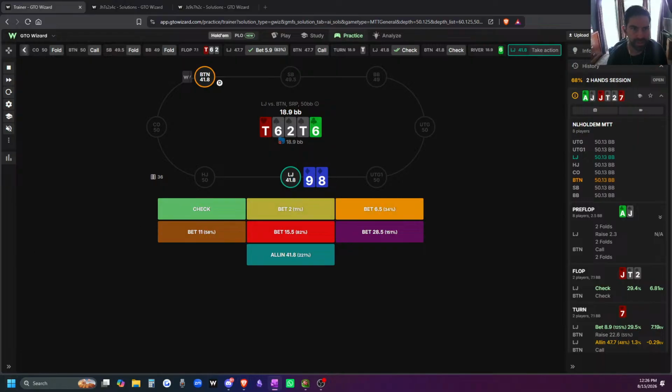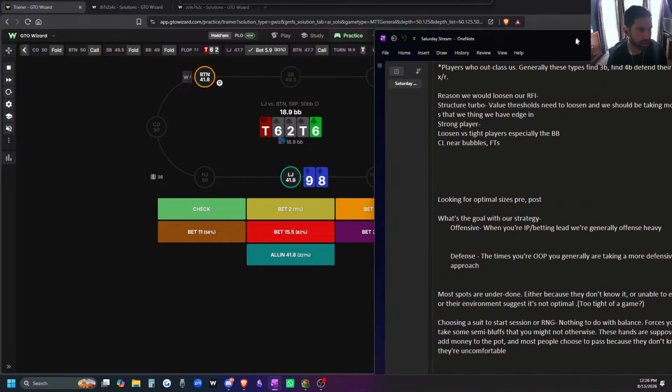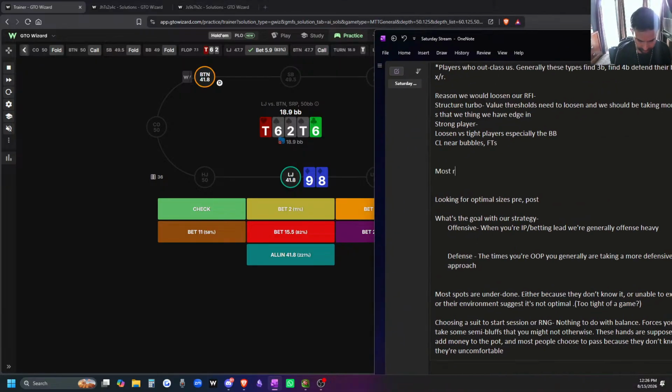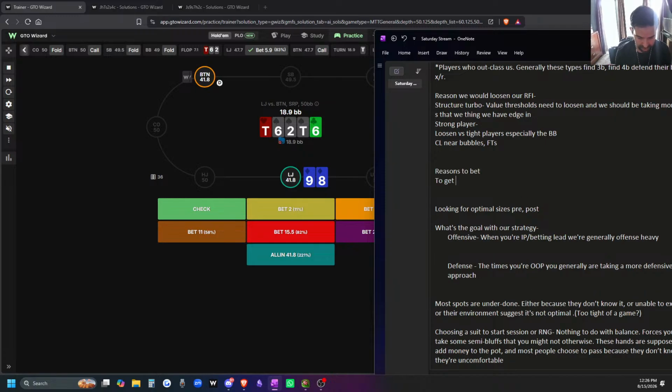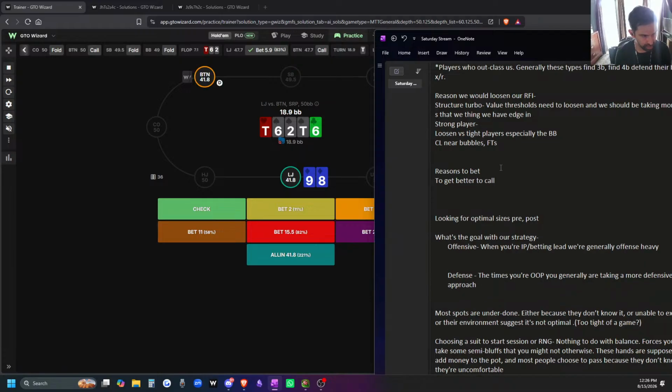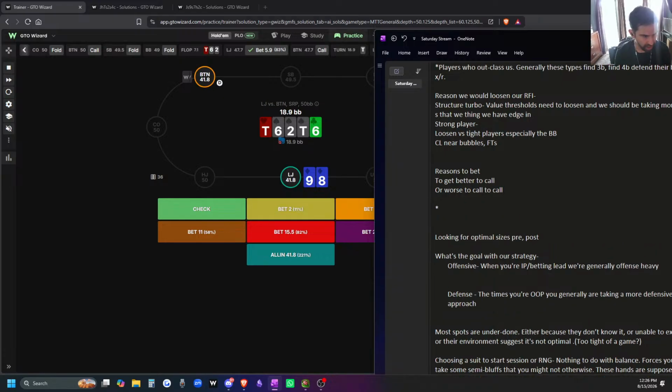I think what you brought up needs to be written down, so give me one second. Most reasons to bet, actually there's only two traditional reasons to bet: either to get better to fold, or worse to call. And the third, it prevents you from getting bluffed. Generally like an out of position type of heuristic.